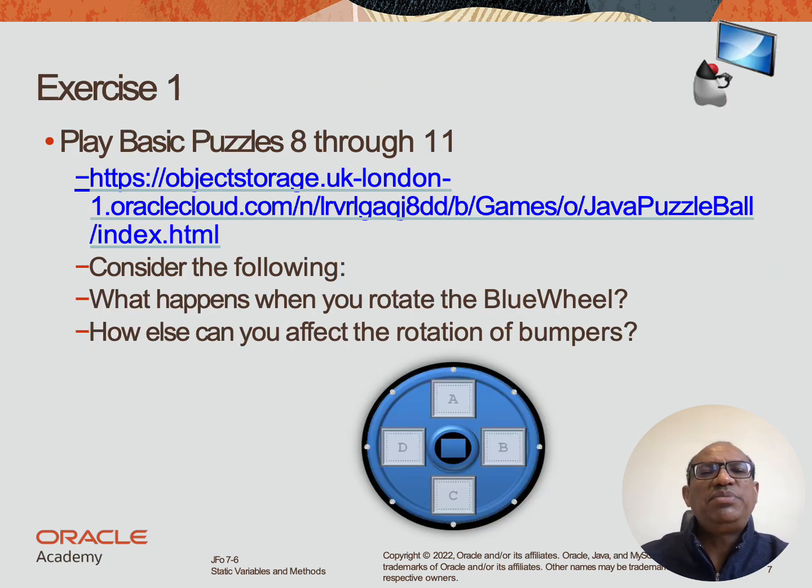In exercise 1, play puzzle 8 through 11 in Java Puzzle Ball. While you're solving them, pay attention to what happens when you rotate the blue wheel. How does that affect the bumpers? What's being shared versus what's individual? Then we'll talk about what's really happening behind the scenes.